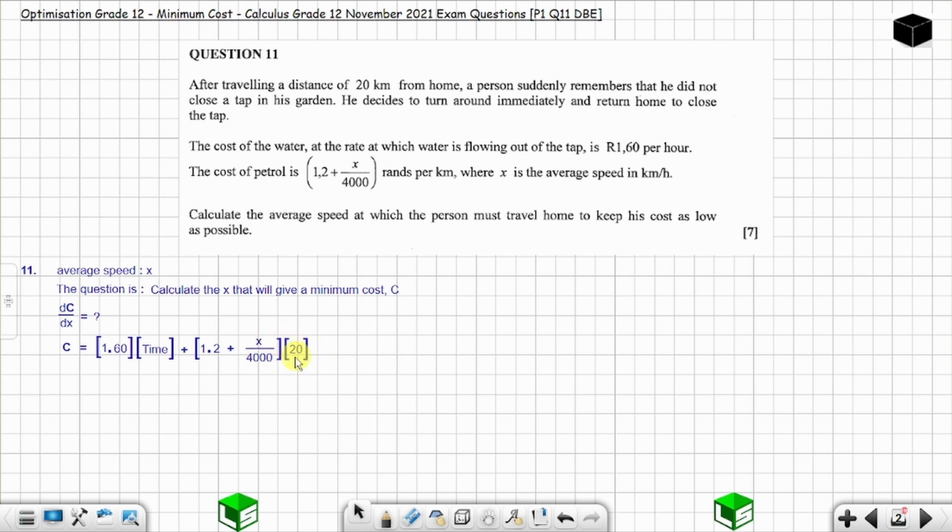Now we have time here. We don't know what the time is. You know time is equal to distance over speed. We need to get our time.